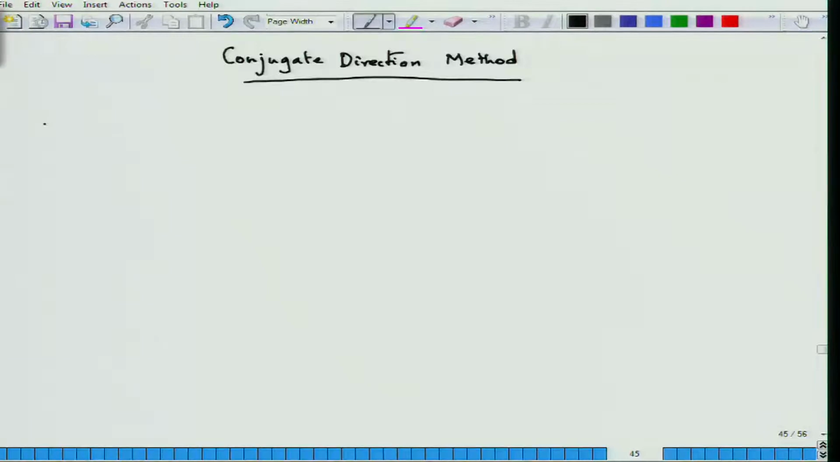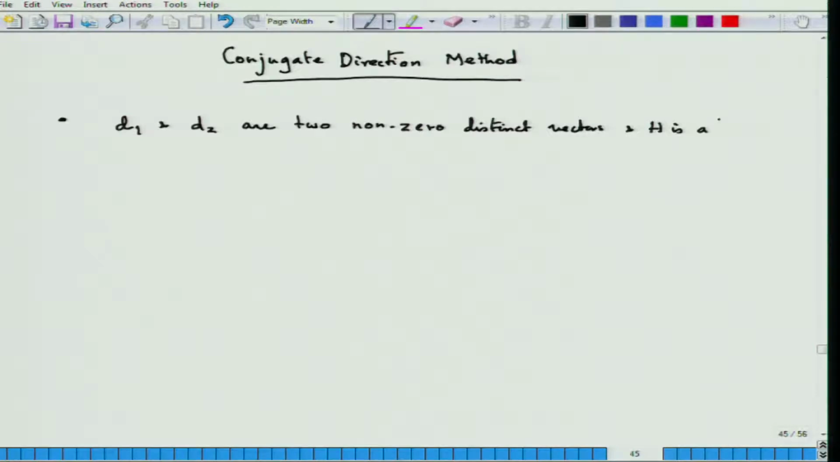Now, when are two vectors conjugate? Say d1 and d2 are two non-zero distinct vectors in Rn. In Rn, whatever, you can say Rm, Rn does not matter, and H is a real symmetric matrix, n cross n of course.